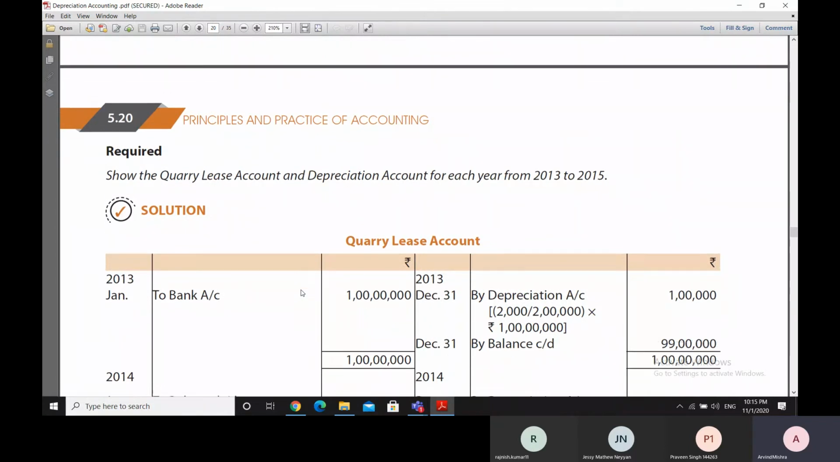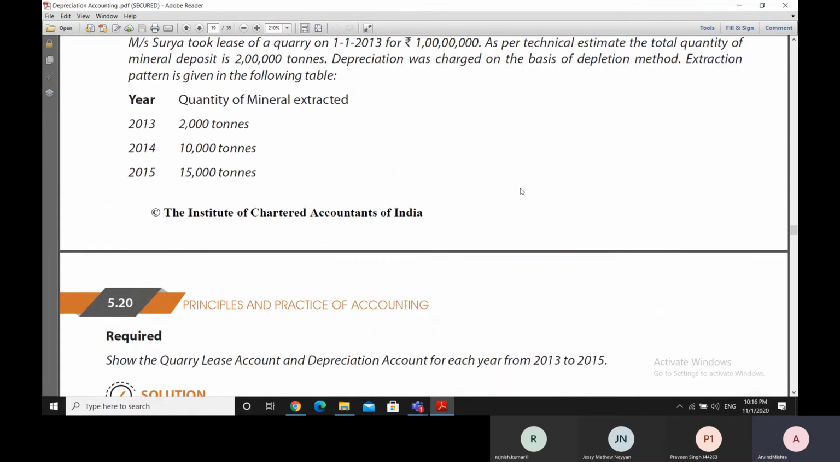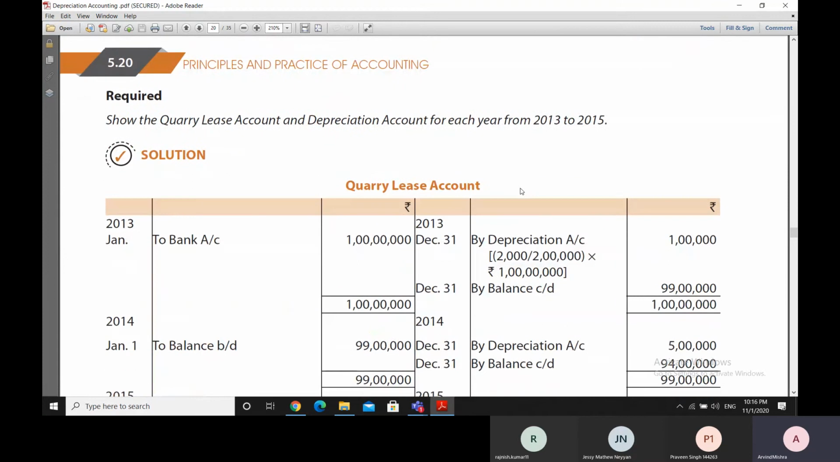So when we say quarry lease account, it means that we are crediting the bank account and debiting the quarry lease account by buying this lease of 1 crore rupees. So we buy this lease of 1 crore rupees in the first year, then we have to allow the depreciation for the first year. So to allow the depreciation for the first year, we realize that out of 2 lakh tons of the mineral that would be produced in total, in the first year it is producing 2,000 tons only. So 2,000 out of 2 lakh gives us a fraction 2,000 upon 2 lakh of the 1 crore.